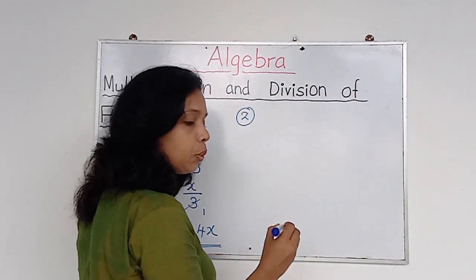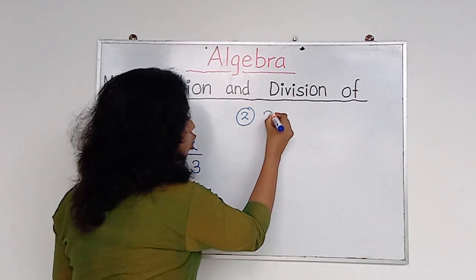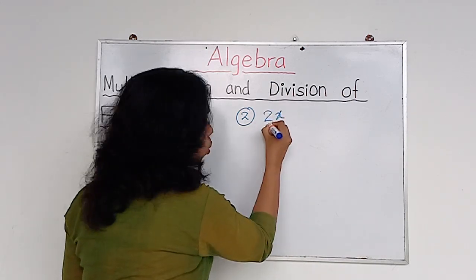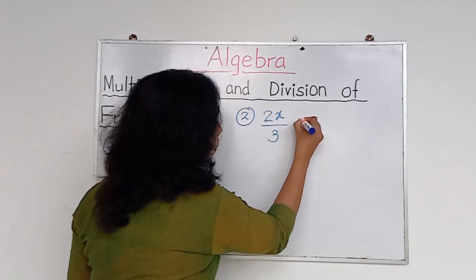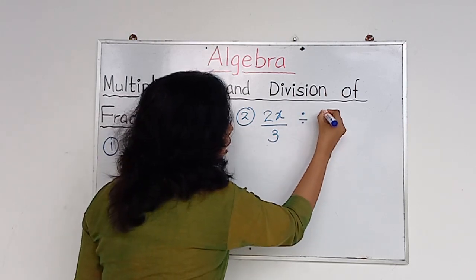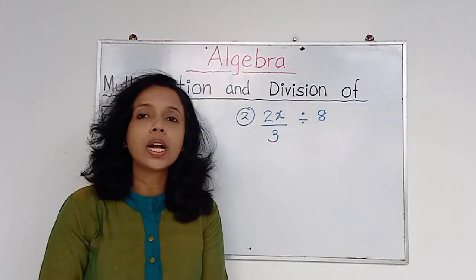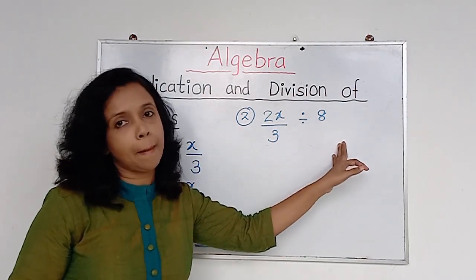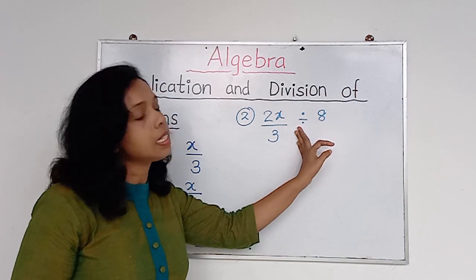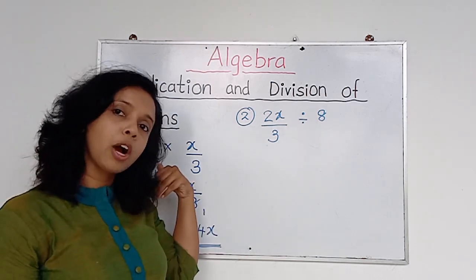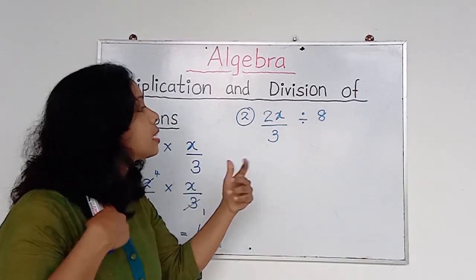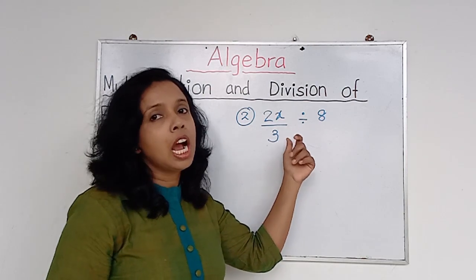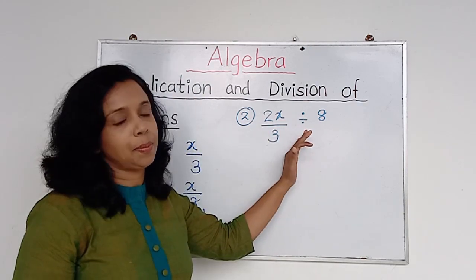Question number 2, look at this. 2x over 3 divided by 8. Now what happened? Again, a fraction and a whole number. Here, this is a division. Earlier we talked about multiplication. Now it's a division. Tell me how you can divide this.